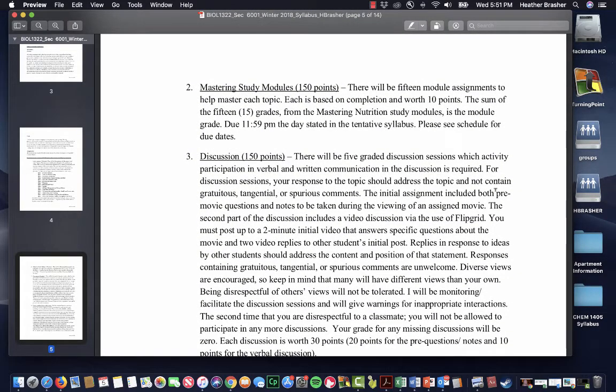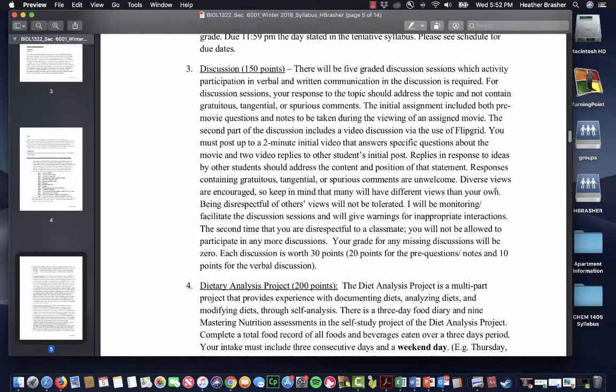The Mastering Study modules are worth 150 points. There's 15 of those, each covering a chapter, and they're based on completion. There's no right and wrong, versus the quizzes, where you get marks off if you answer something incorrectly, but they'll give you multiple attempts to answer it correctly, just to let you know that. They're worth 10 points each, and the sum of the 15 is your Mastering Nutrition Study module grade. They are due 11:59 on the day that's stated in the tentative syllabus, so please see the scheduled due dates.